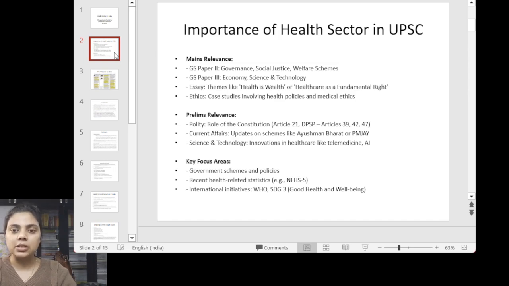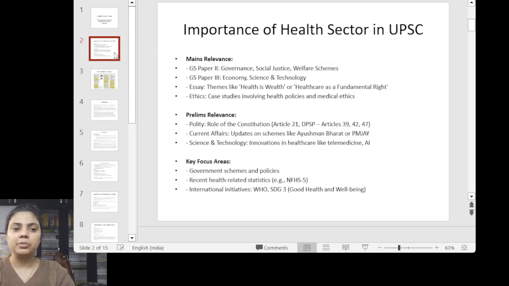In the paper GS3, we can say economy and science and technology. Suppose the government has been allocating some amount in the budget or Economic Survey towards the health sector: what would be its impact, what all is it going to cover, how is India going to tackle the aging population, and what percentage of GDP is India using in the health sector?